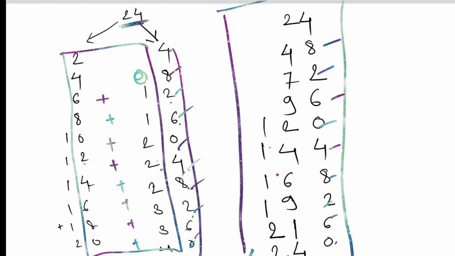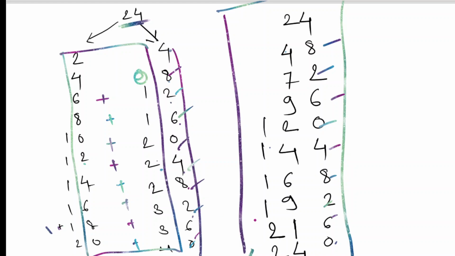So 4 plus 2 is 6. Here is also 1, so we write 1 here. 6 plus 3 is 9, and this 1. Here 8 plus 3 is 11. So we write 1 here and carry the 1 here.